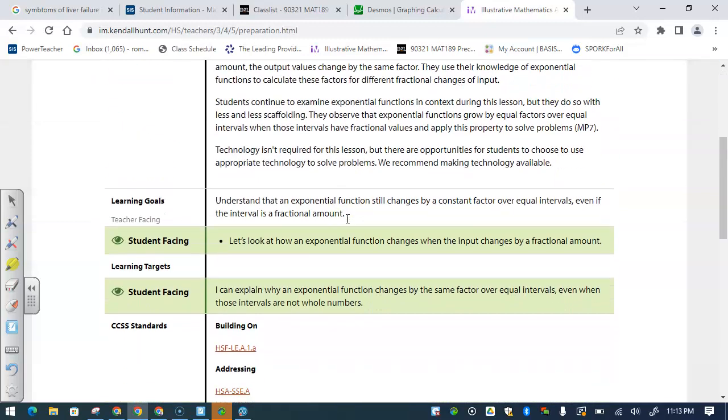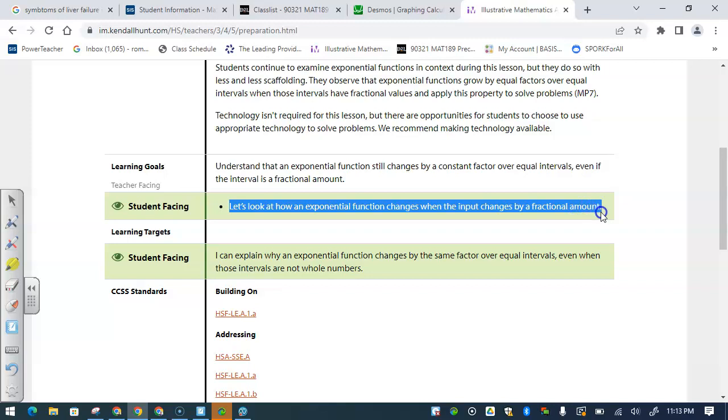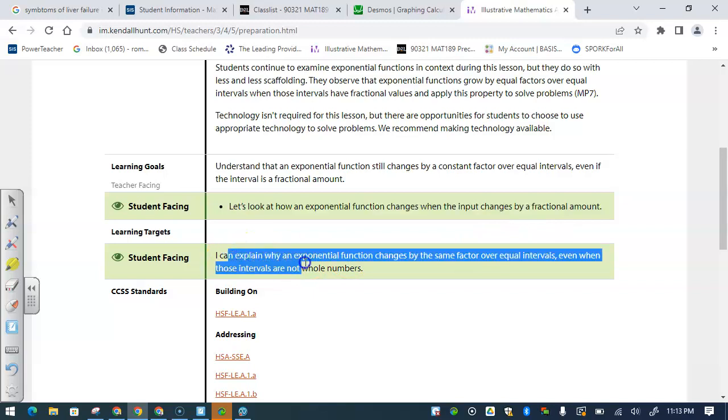If you see at the bottom, the learning target for this is: let's look at how an exponential function changes when the input changes by a fractional amount. So it's not just x increases by 1, 2, 3, it could be increases by 1/2, 1/3, 1/4, and that's what that means. I can explain why an exponential function changes by the same factor over equal intervals.